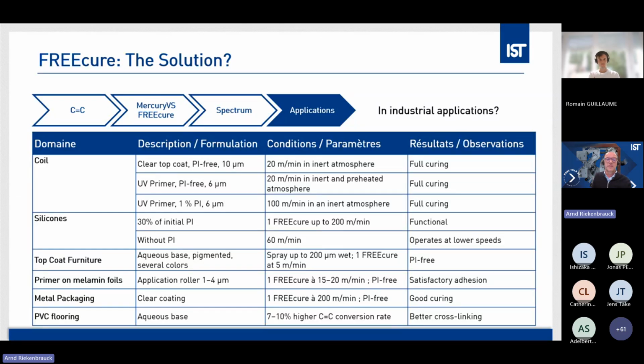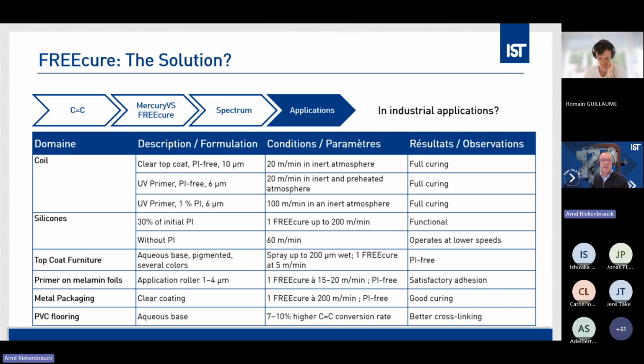So it shows a little bit the spectrum you can achieve in reducing the initiator to a minimum to realize any desired production speed, because 100 meter in coil is already something. Silicones has been very interesting as well. Almost every formulation we got in our lab, we were able to cure it with one FREEcure up to 200 meter. That is usually the speed we cure with a full initiator content.